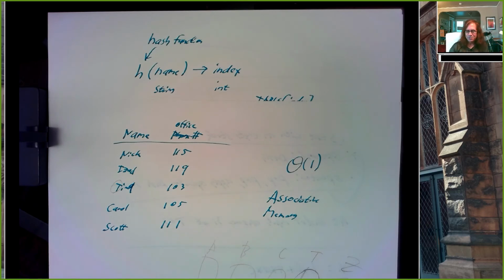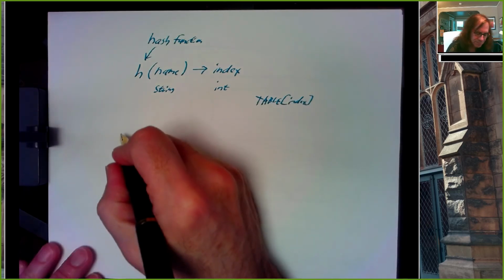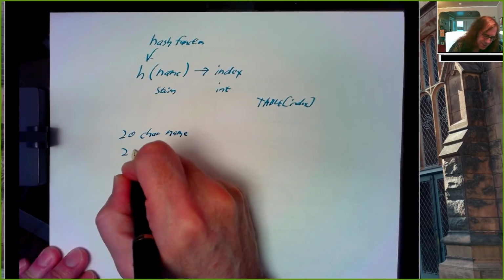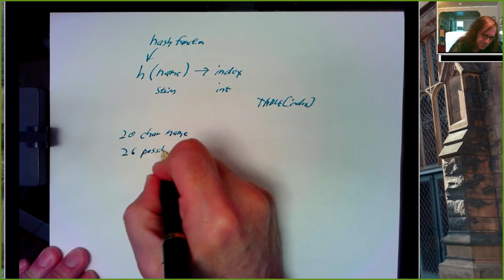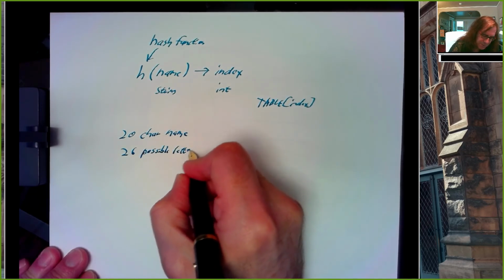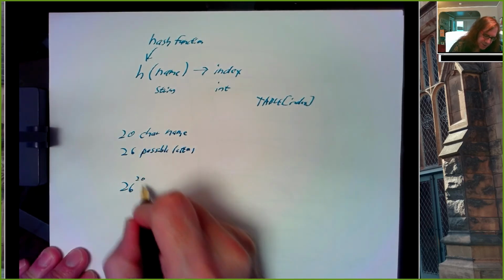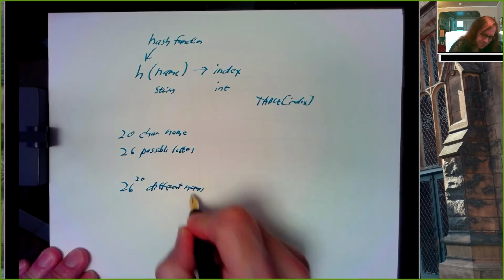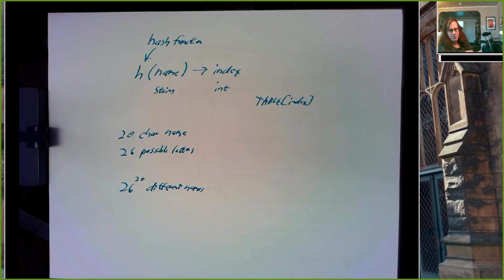If we really wanted 20 character names, and each character could be 26 possible letters, that's 26 to the 20th different names. So we're not going to have 26 to the 20th locations in our array. So we start doubling up, or tripling up, or quadrupling up, and we let different locations hold potentially more than one name.